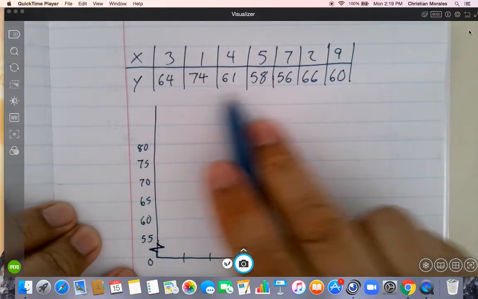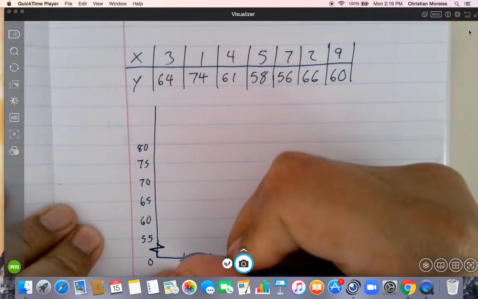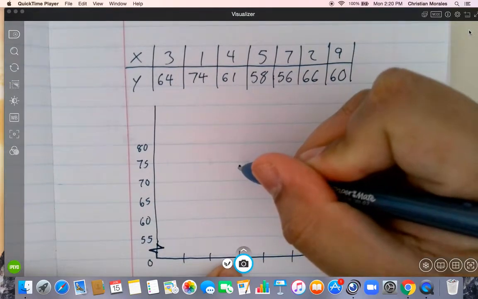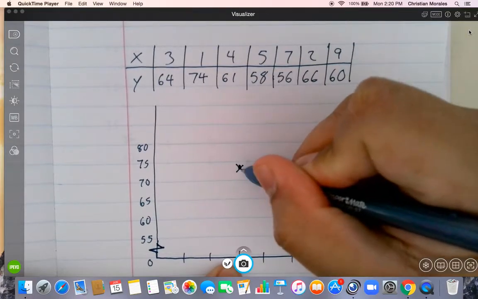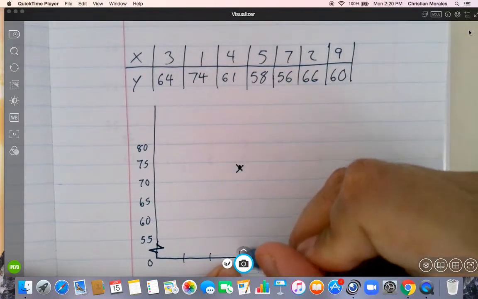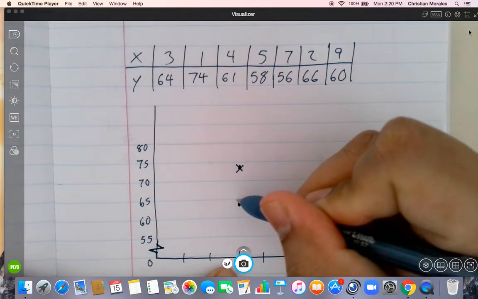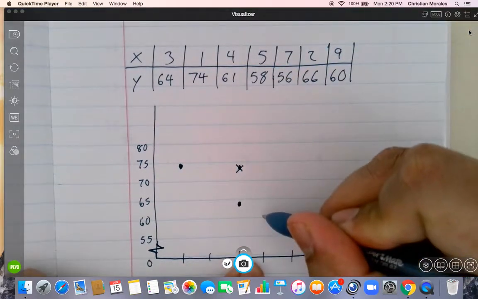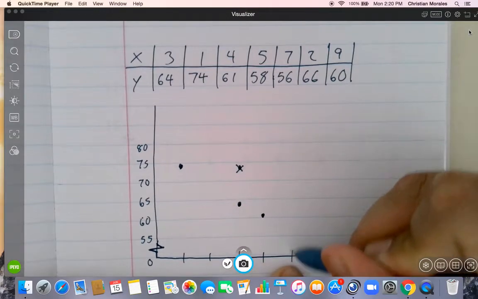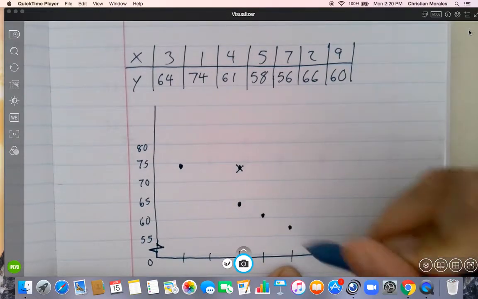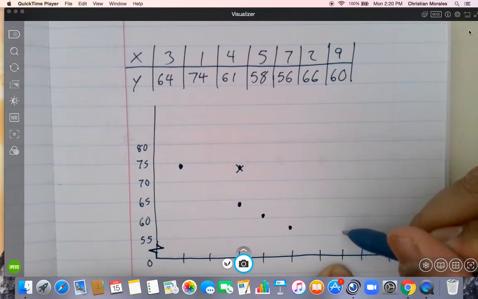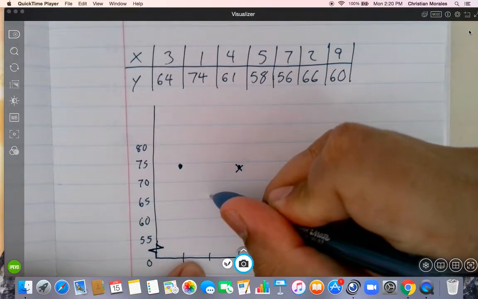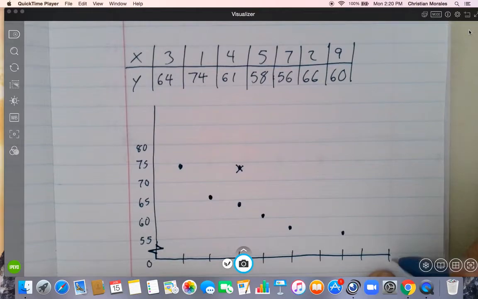All right, so I plot these points. So let's say at 3 would be over here. I get 74. Oh no, I'm sorry, I already messed up. My bad. At 3 I get 64, so that would be over here. At 1 I get 74. At 4 I get 61. At 5 I get 58. At 7 I get 56. At 2 I get 66. And then at 9 I get 60.